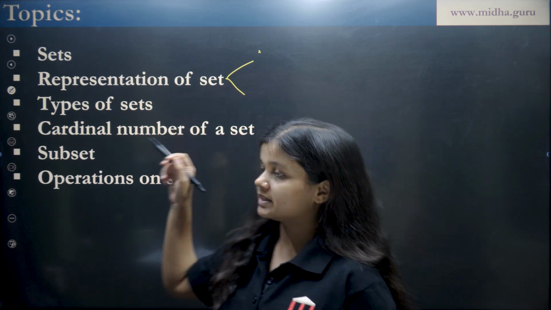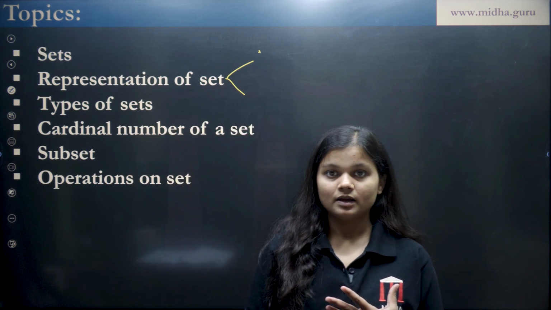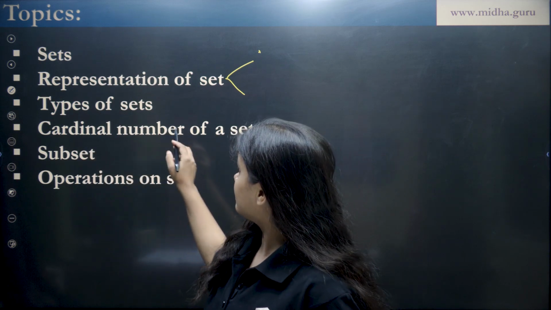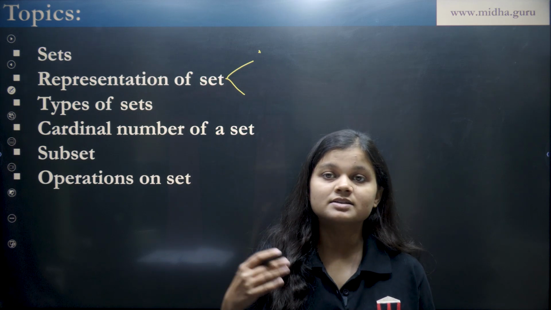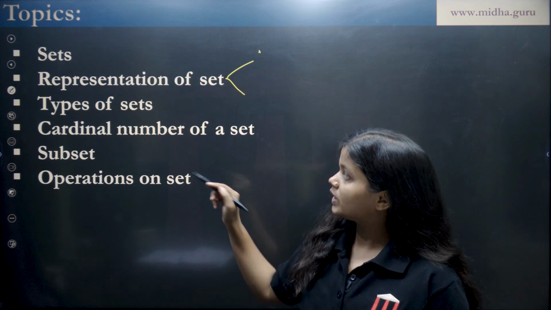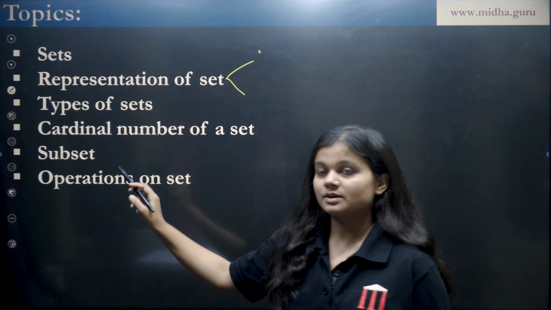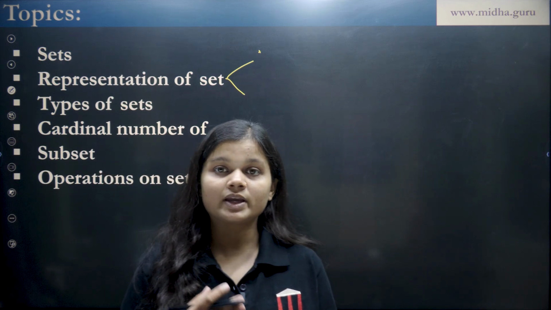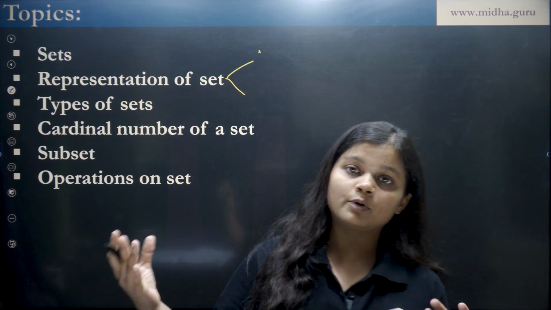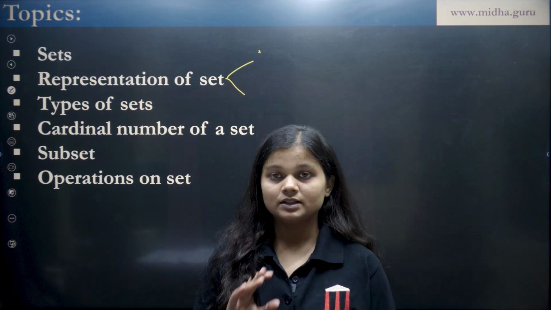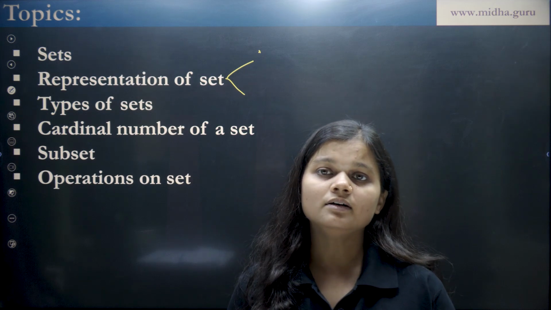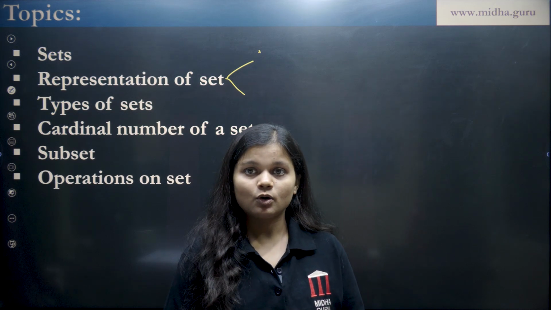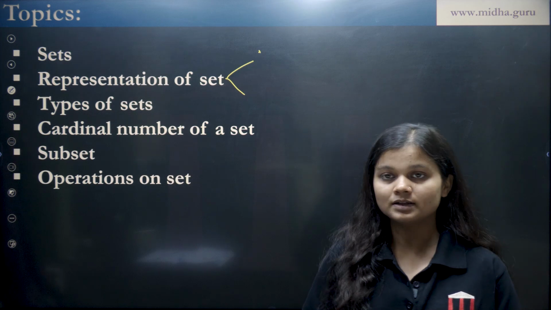Then types of sets, how many types of sets are there. Then cardinal number of a set, what is a cardinal number of a set, how the elements inside the set can be calculated, these we are going to deal with. Then subset, what is a subset, how we calculate the total number of subsets inside a set. And last is operations on set, how do we operate the different sets. Okay, so let's start the class.